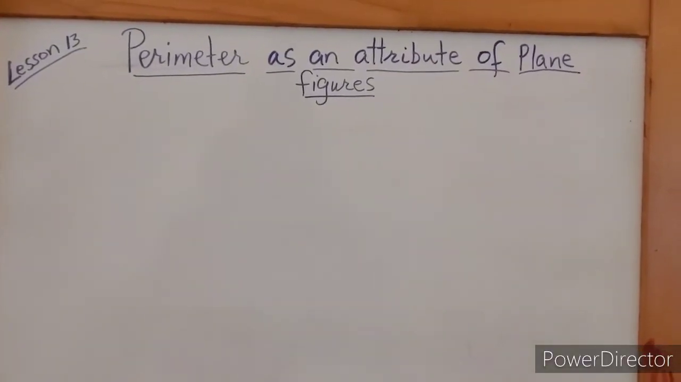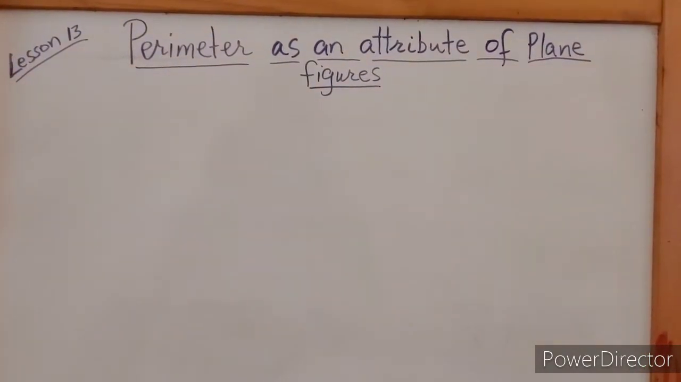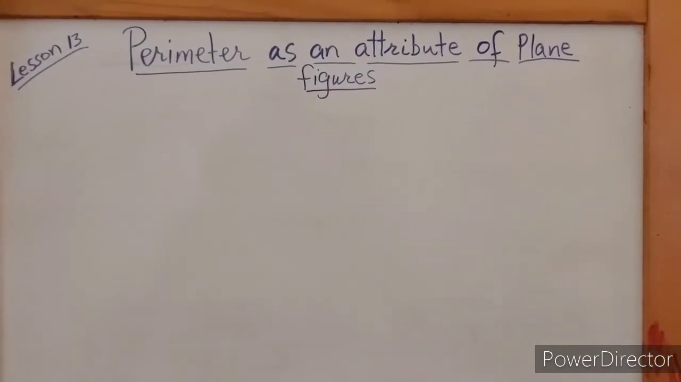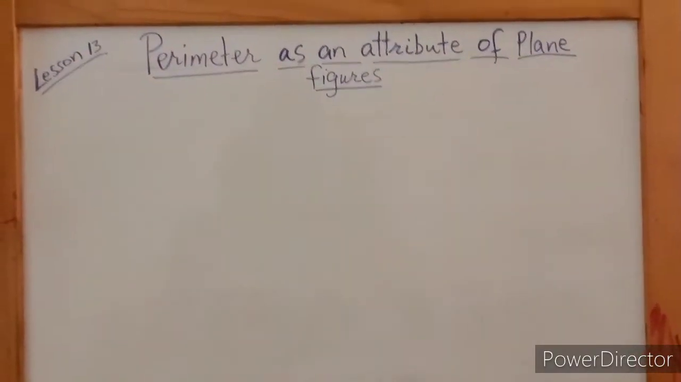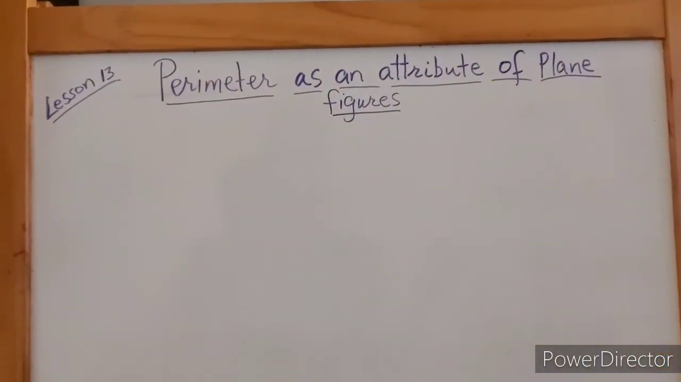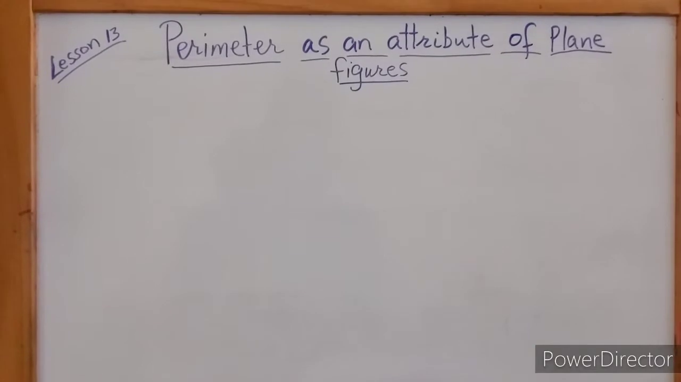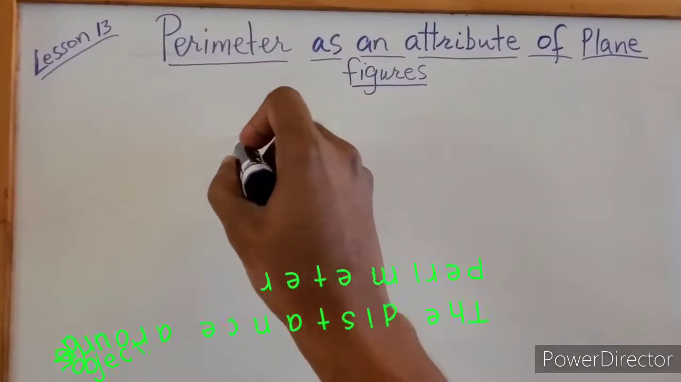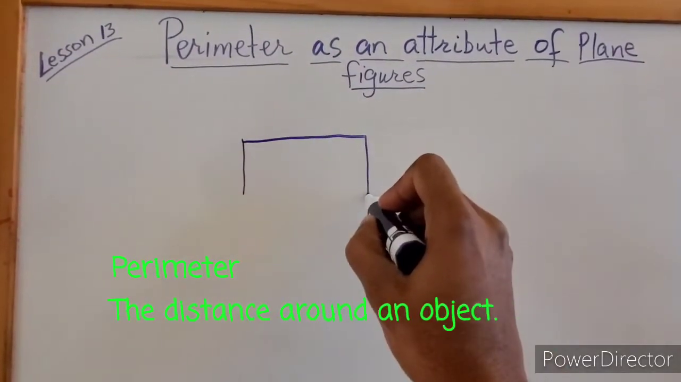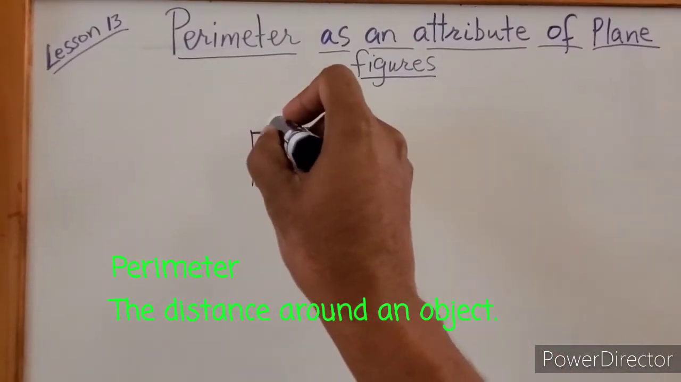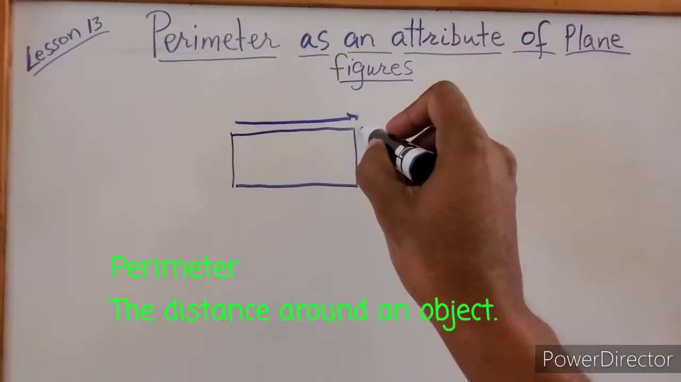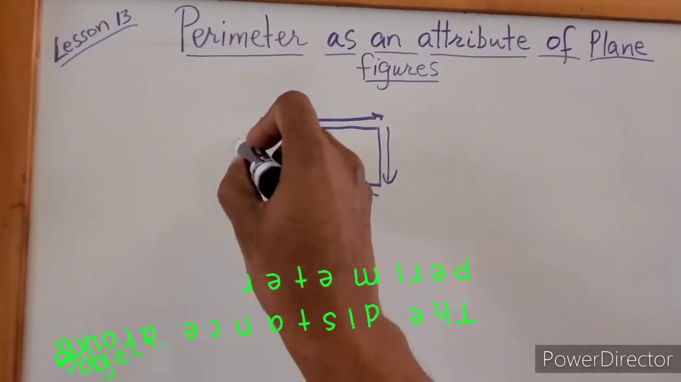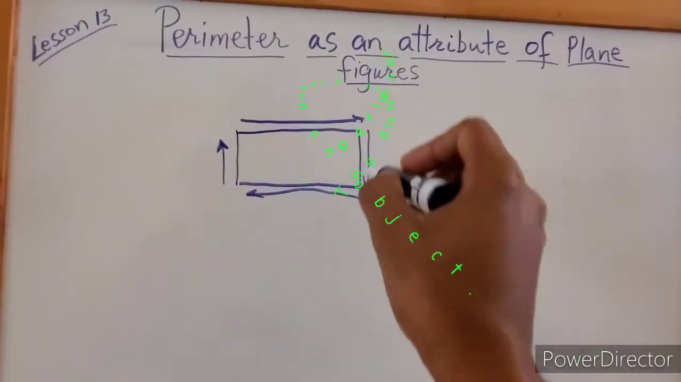So as you can see, we're going to go through lesson 13, and this is perimeter as an attribute of plane figures. You were dealing with and learning about perimeter over the past number of lessons, and you learned that the perimeter is the distance around the object. So if you have an object looking like a rectangle, then the perimeter is the distance from here to here plus that distance plus this distance from there to there and this distance from here. So it's the distance around the object.